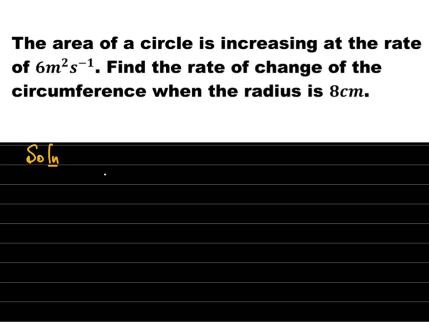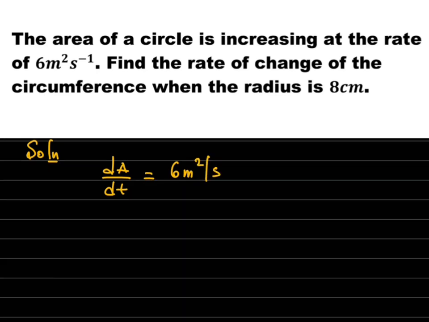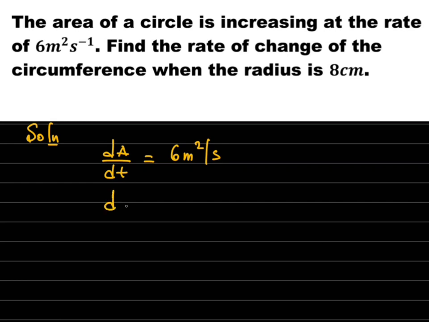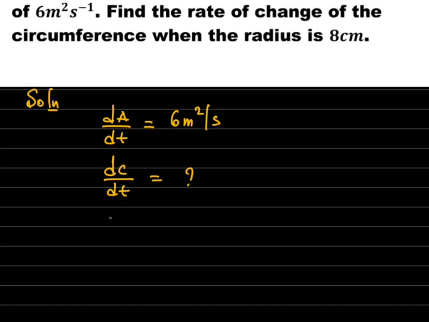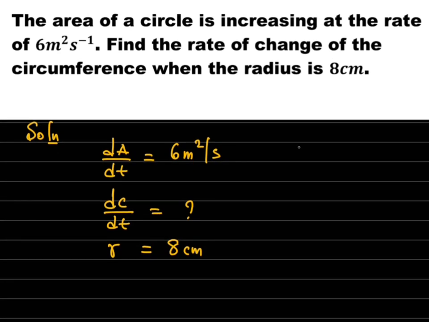All right. So let's write everything we are given. We are given dA by dt to be 6 meters square per second. We're asked to find dC by dt. We do not have that. Then we are given the radius to be 8 centimeters. And let's not forget that the area of a circle is pi r squared, then the circumference of a circle is 2 pi r. Let's not forget this. Why we decide to have this, you will see shortly.